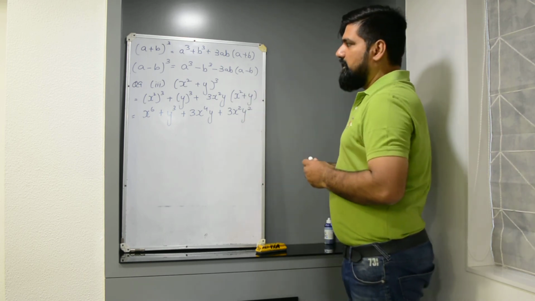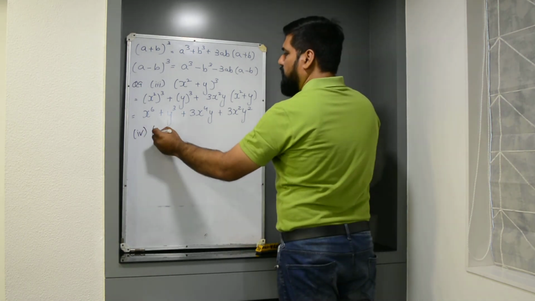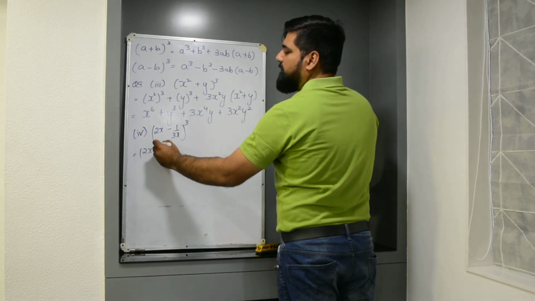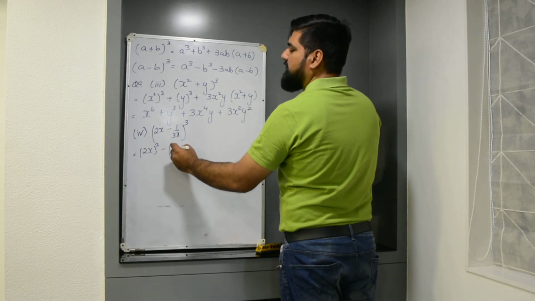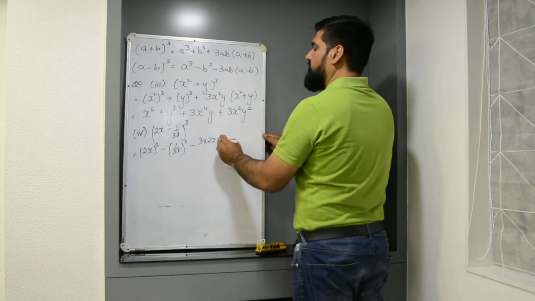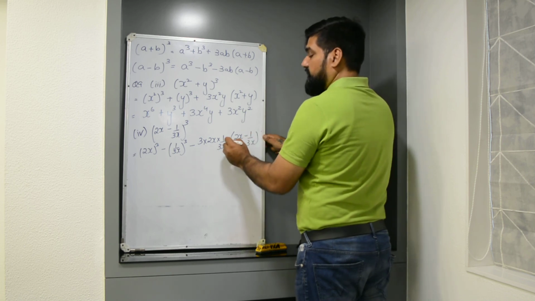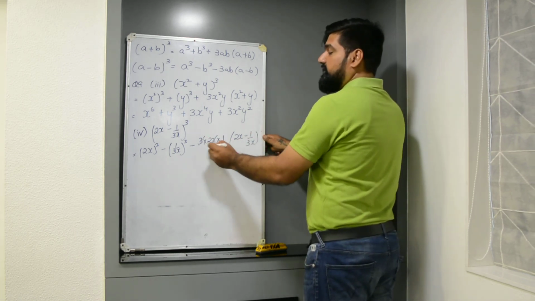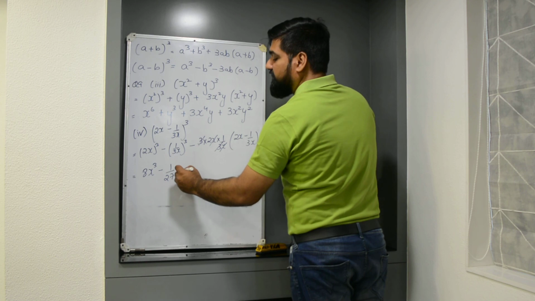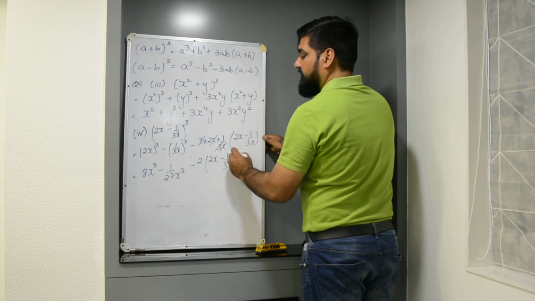Let's see how. Let me take one example of the negative term. We have (2x - 1/3x) whole cube. So this will be equal to a cube minus b cube minus 3 into ab, 3 into 2x into 1/3x in bracket (2x - 1/3x). So this x and this x will get cut, this 3 will get cut. We'll have 8x^3 - 1/27x^3 - 2 in bracket (2x - 1/3x).